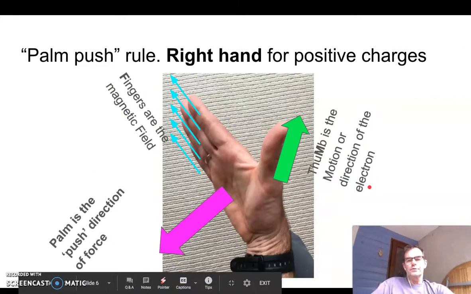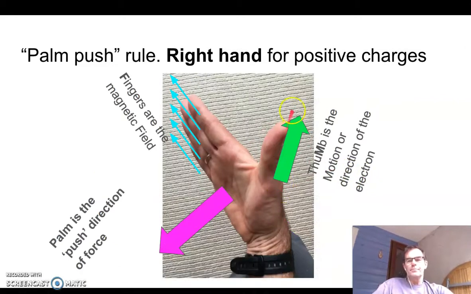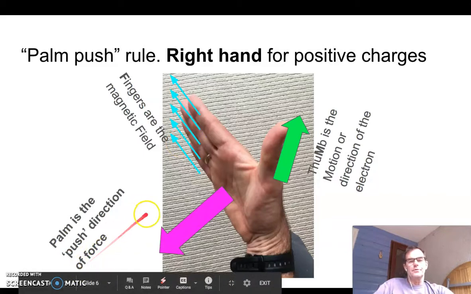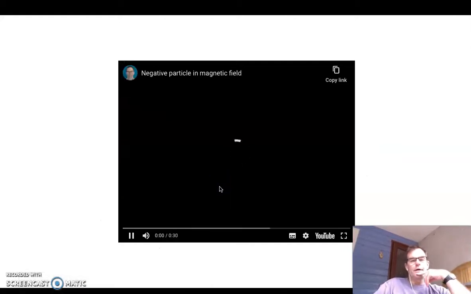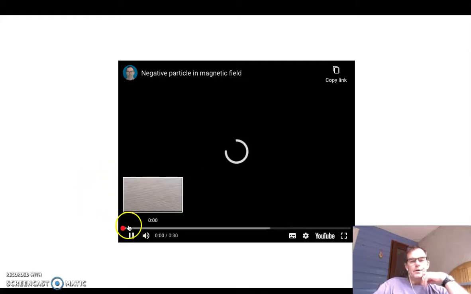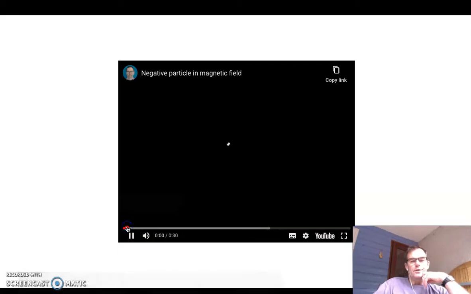If you've got protons or alpha particles, then again the thumb is the motion of the positive charge. That should say positive charge, it will get fixed. The fingers are the magnetic field, and the palm is the direction of the push. So I've got a wee YouTube video here, which I did earlier, and you can see that when it loads in, I used some post-it notes on my fingers to show the direction, and it does load after a wee second.